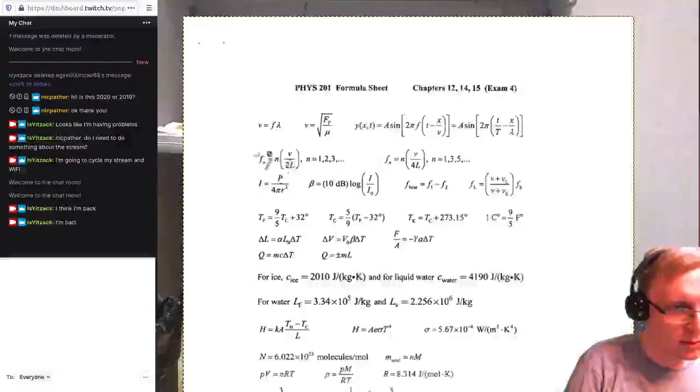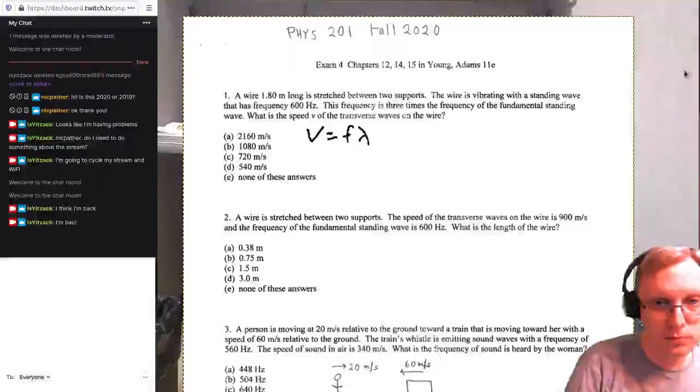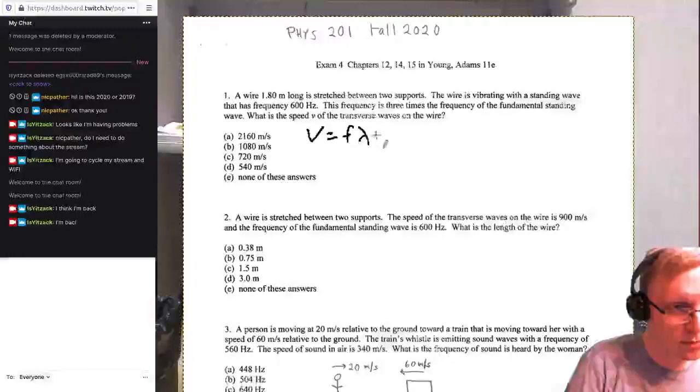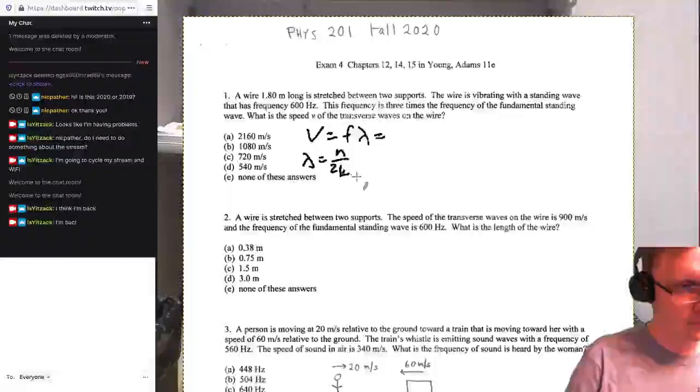This is just it right here. This is what we need. Fn is n over 2L times velocity. Basically, it says that lambda is 2L over n, where in this particular case, n is 3.